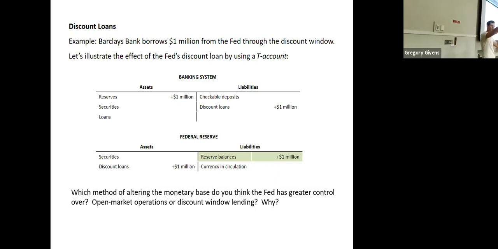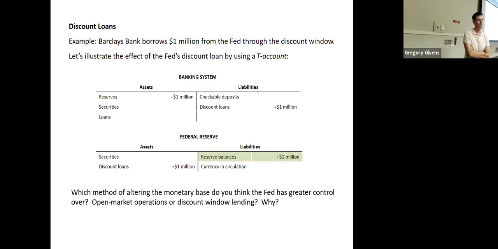Levi, was that right? Okay, go ahead. Discount lending. Why would you say? Because with open market operations, maybe there are some market factors that play in. Discount lending is between two large organizations and they say we're going to do this. Do you have a different answer?